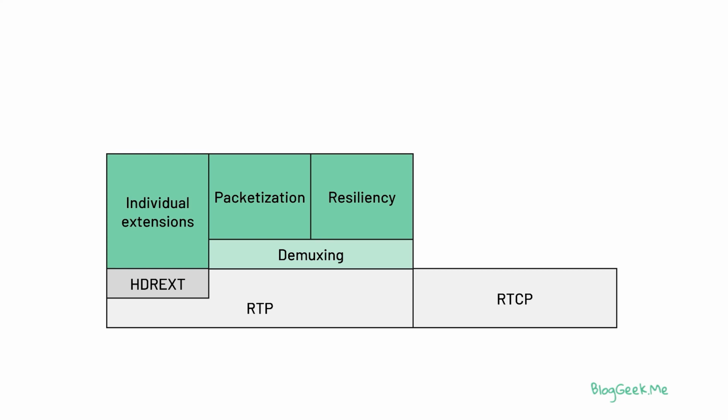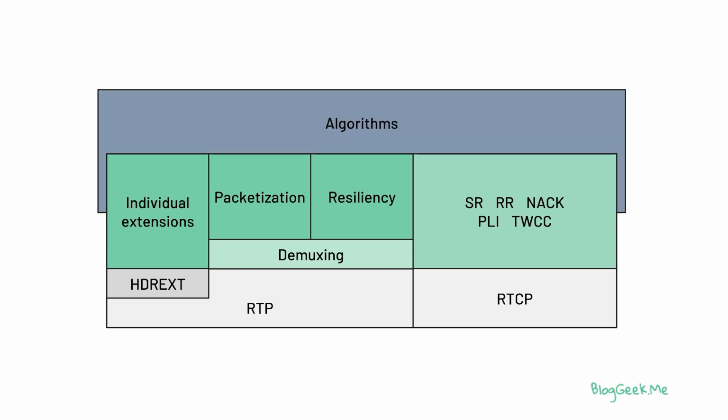fit into algorithms. We also look at the various kinds of RTCP feedback messages that are sent and received, like sender reports, receiver reports, negative acknowledgement, picture loss indications, and transport-wide WebRTC feedback. After that, we move to the algorithm section where we describe how the building blocks like RTP header extensions and RTCP are used to solve complex problems like bandwidth estimation or resiliency to packet loss.